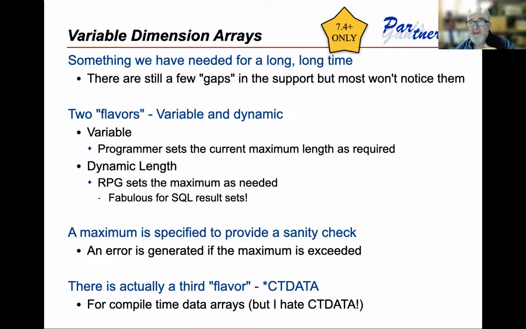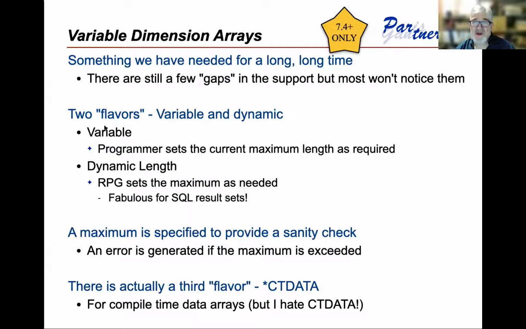Now, this came out before, it came out in 2020, I believe, but a lot of people aren't using it, in part because it's only 7.4, or they were on 7.3 when it was announced and put it on the back burner because they couldn't use it. But the idea of variable dimension arrays is we don't have to make a decision up front as to how big the thing's going to be.